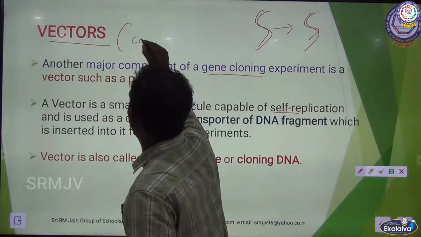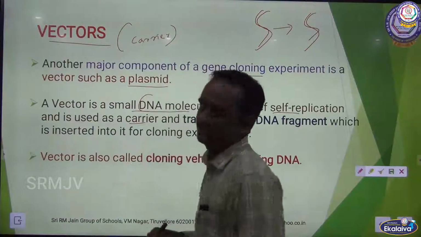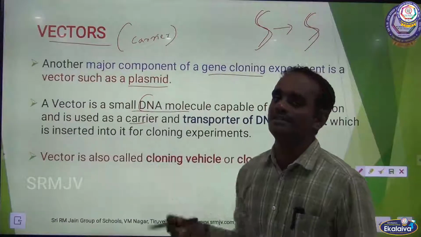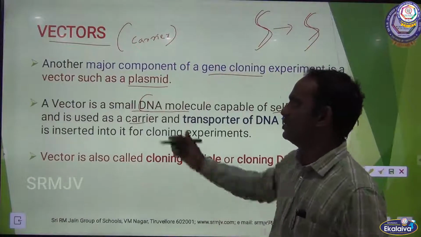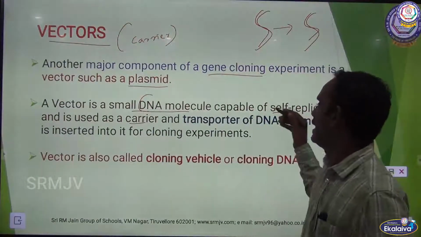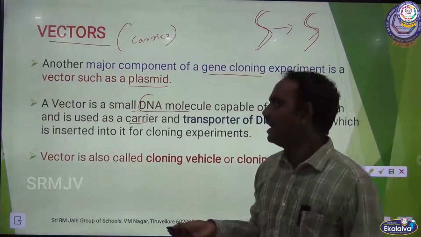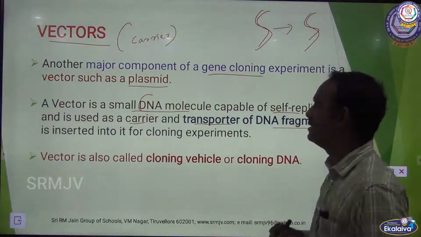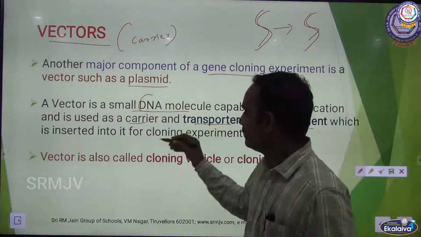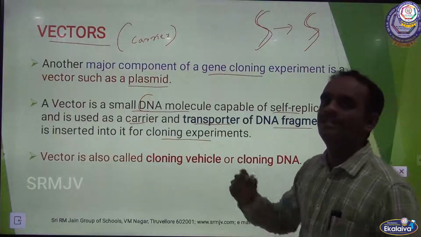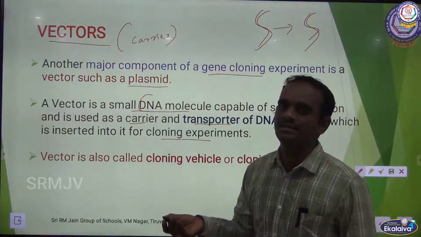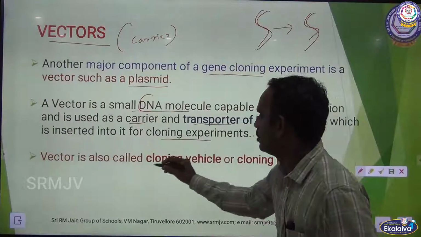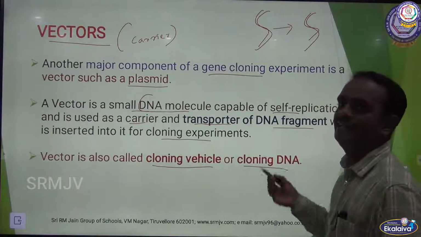So all the vectors are carriers. They carry some gene of interest from one organism to another organism. You get my point, children? Yes. So a vector is a small DNA molecule capable of self-replicating, and it is used as a carrier and transporter of DNA fragments which are inserted into it for a gene cloning experiment, for rDNA technology. All the things have the same meaning only. Clear? So a vector is also called a cloning vehicle or cloning DNA.